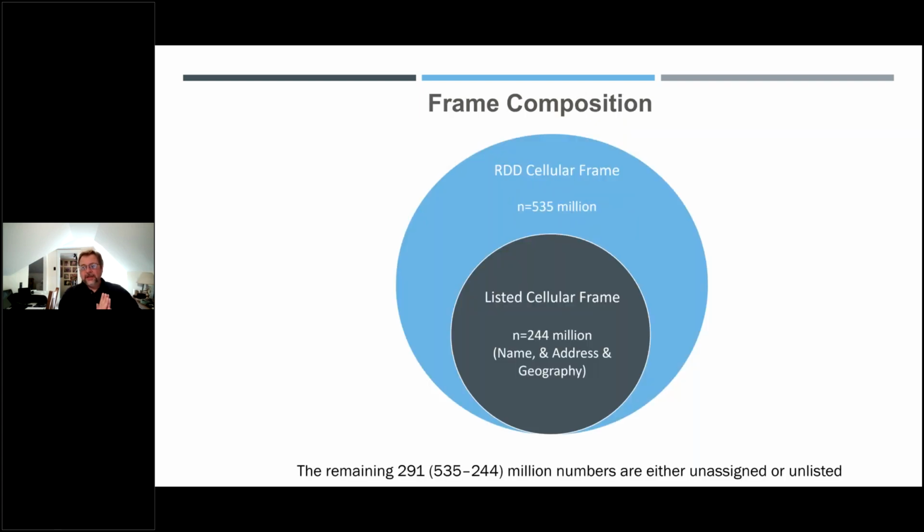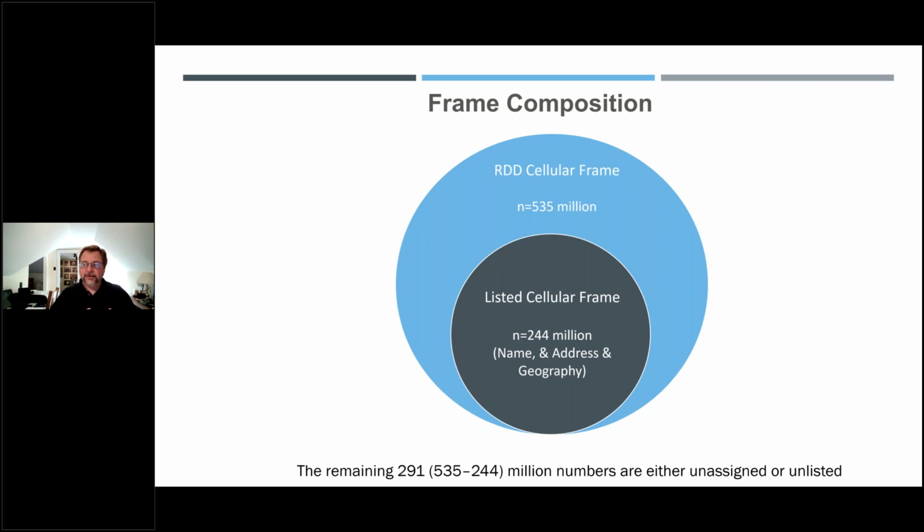The frame, like I said, is built on the base of the cellular RDD frame. So the chassis, or think of this as an automobile, the base that we're using here, the chassis that the frame sits on, is the complete cellular RDD frame. And there's roughly 535 million telephone numbers in that frame.